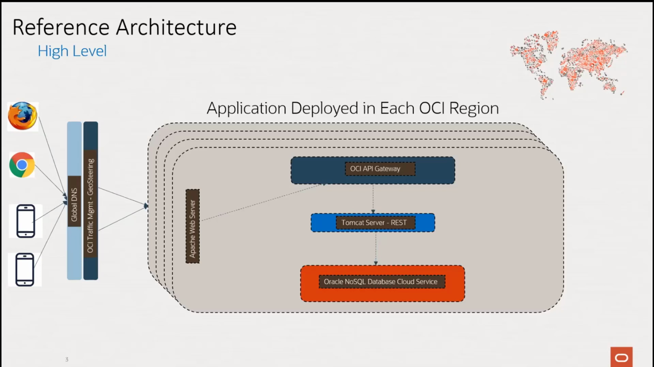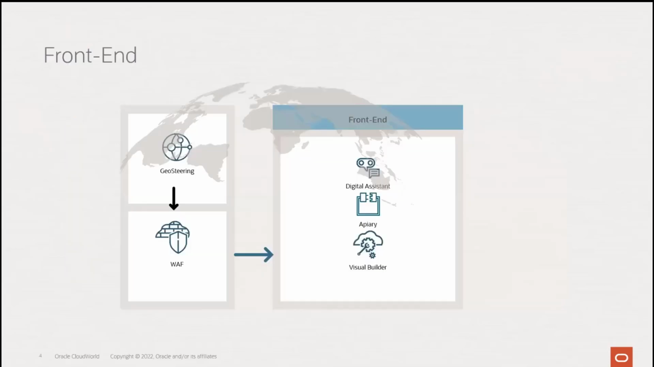If we break this architecture down in a little bit more detail. We have basically Oracle Geo-Steering. We go through WAF. WAF is a web application firewall, always something that's good to put on any type of your applications for security reasons, to make sure that we're getting the right people basically sent to the deeper parts of the application. We developed the application itself with Visual Builder. We've connected in Apiary, which we will show later on. We also had the use of the digital assistant.